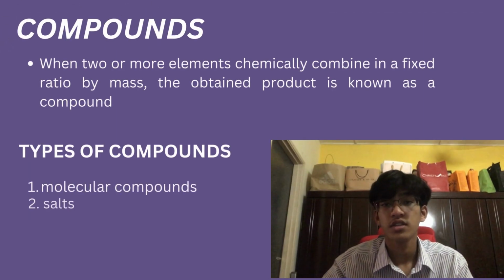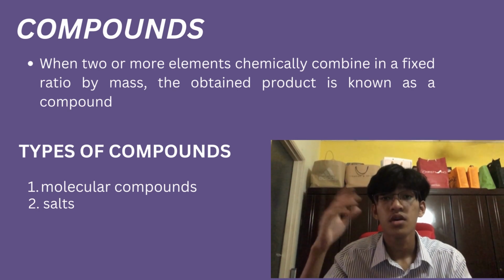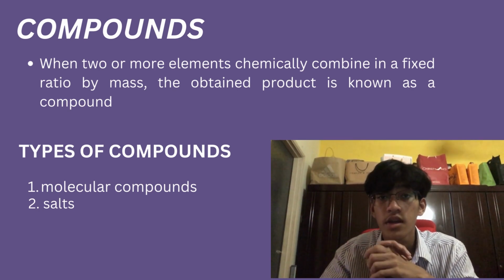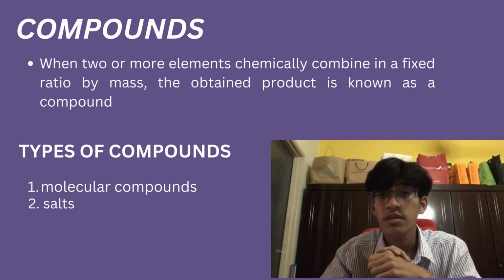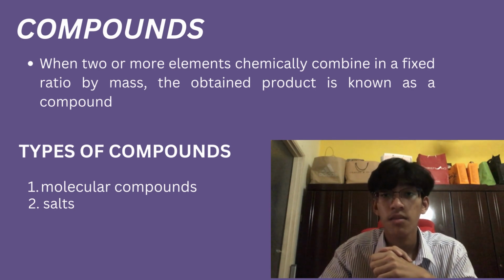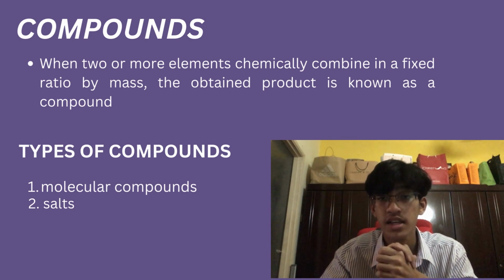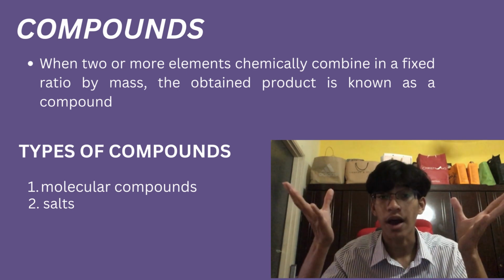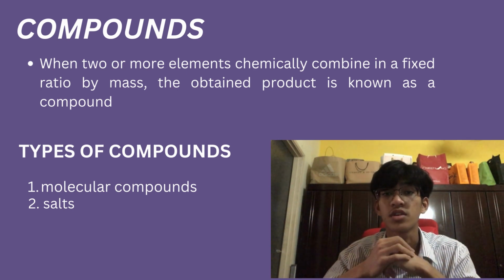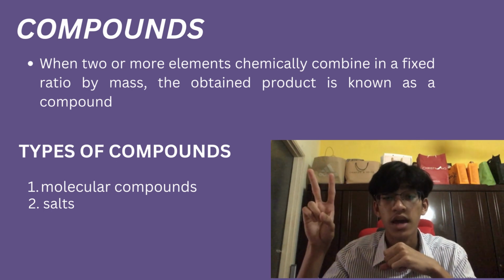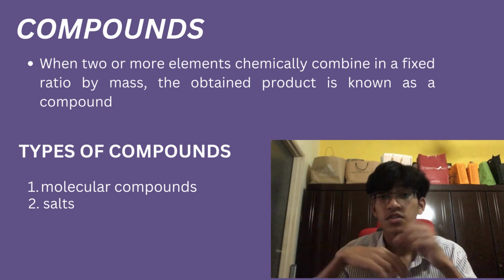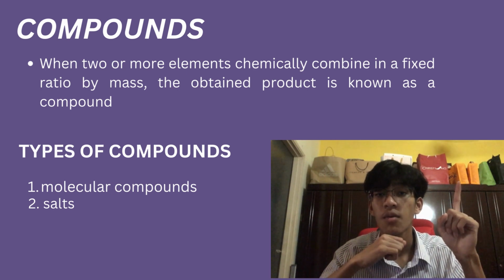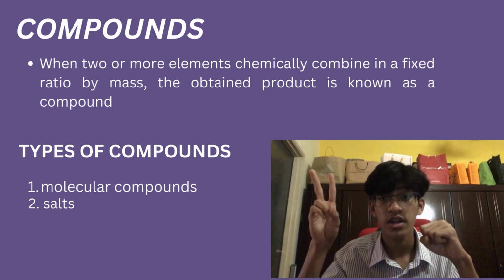The next one is compounds. What is compound? When two or more elements chemically combine in a fixed ratio by mass, the obtained product is known as a compound. So there are two types of compounds. The first one is molecular compounds and the second one is salts.